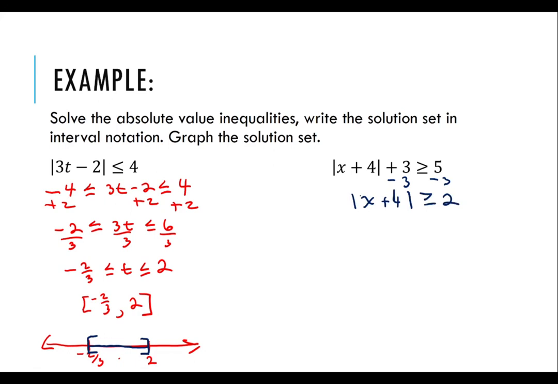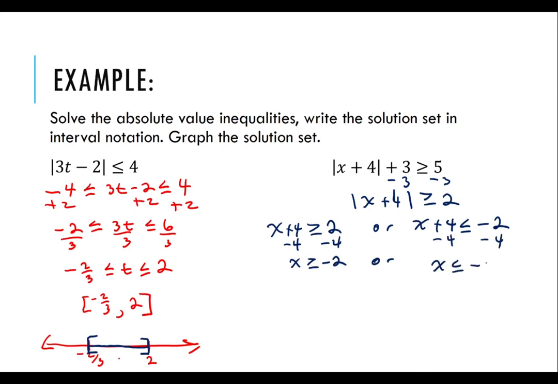Notice that this is absolute value of stuff greater than some number, that's an OR statement. So two situations: x plus 4 greater than or equal to 2, or x plus 4 less than or equal to negative 2. Solve each independently. Minus 4, x is greater than or equal to negative 2, or minus 4, x is less than or equal to negative 6. Now for the interval notation.